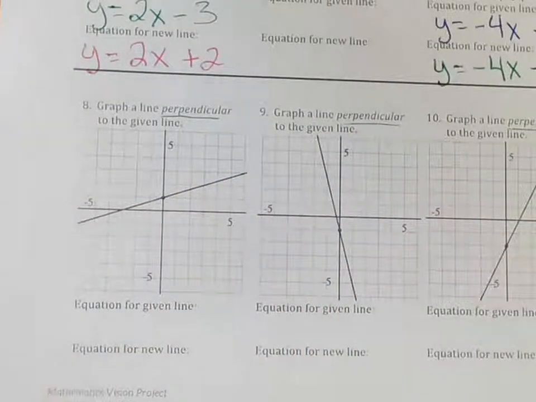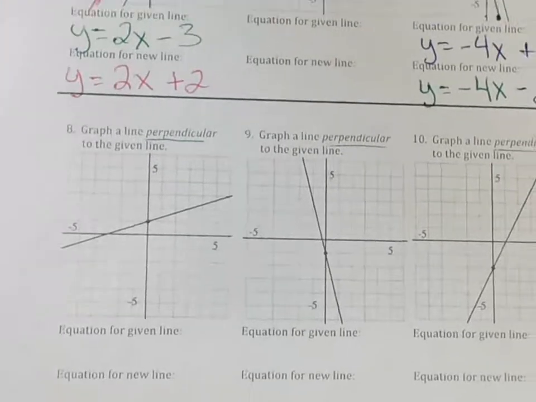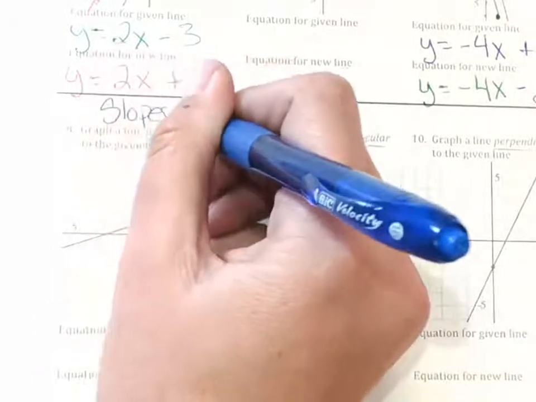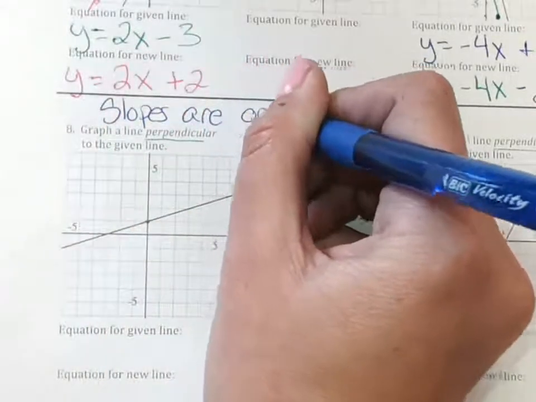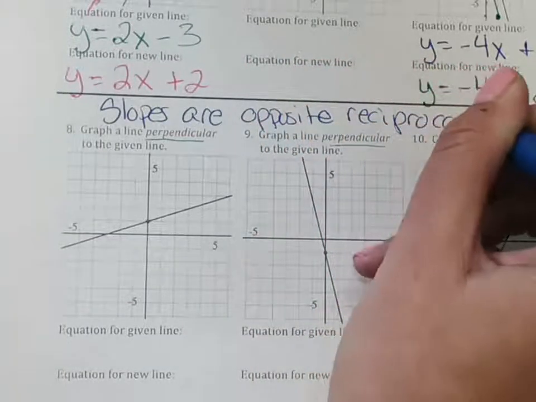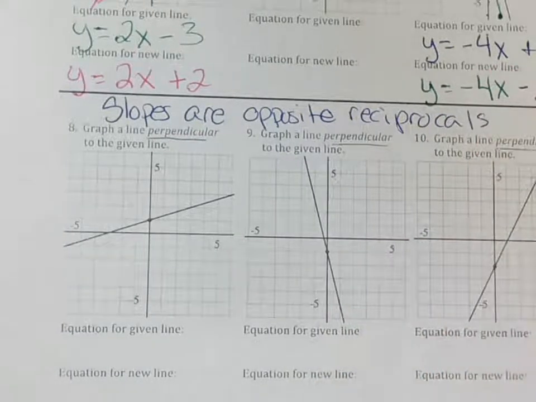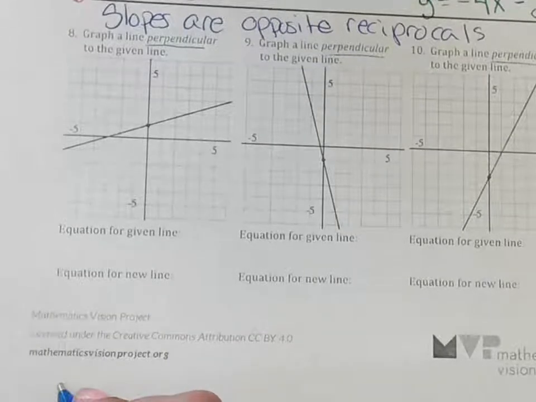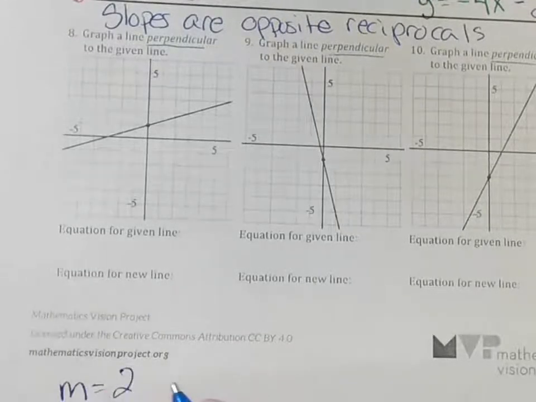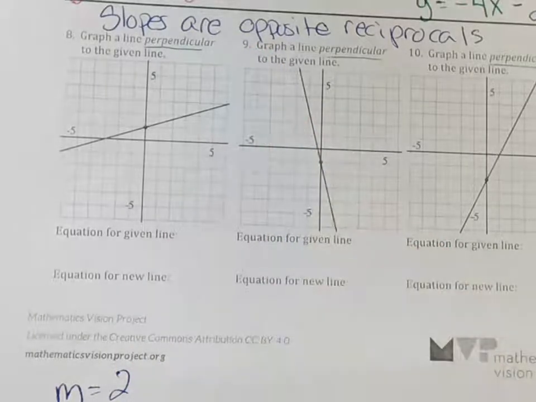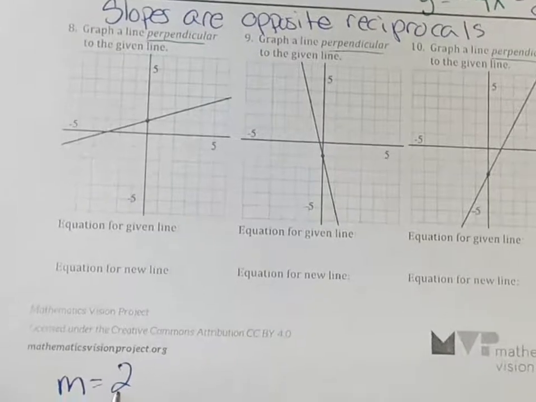All right, so perpendicular. Now your slope, let me write it up here. So slopes are opposite slopes. So what that means, I'll come down here. Let's say my slope is 2. Opposite means you're dealing with a sign, so you're going to change the sign. So this one is positive.